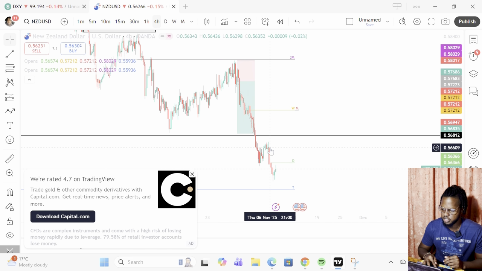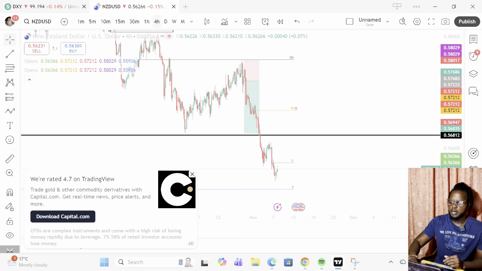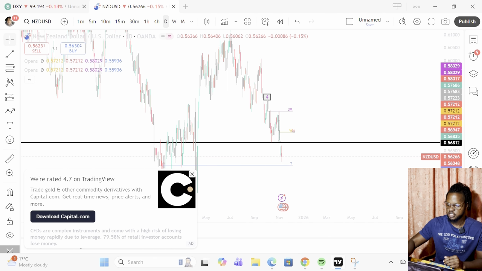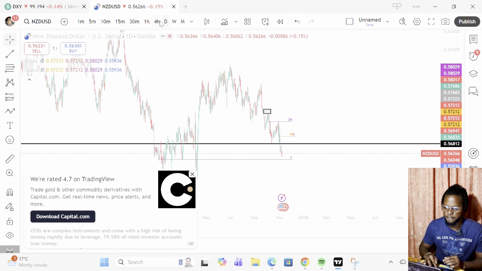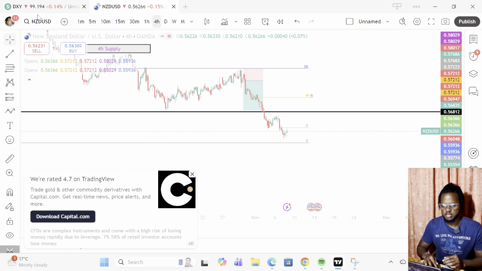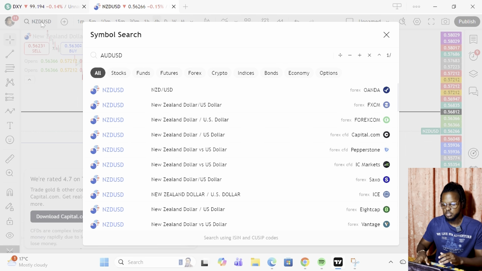So if you can get anywhere in the 0.565 to 0.567 range, then I'd be looking for shorts to the yearly level, because it's just very, very bearish. The New Zealand dollar is extremely weak. So I mean, look at that. I'm not going to be looking to buy this market because I'm not a crazy man. So hope you're not crazy too.